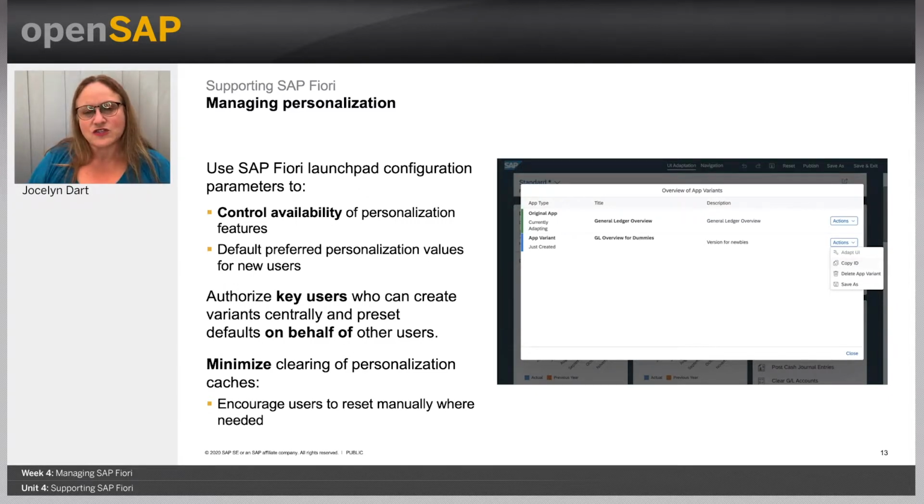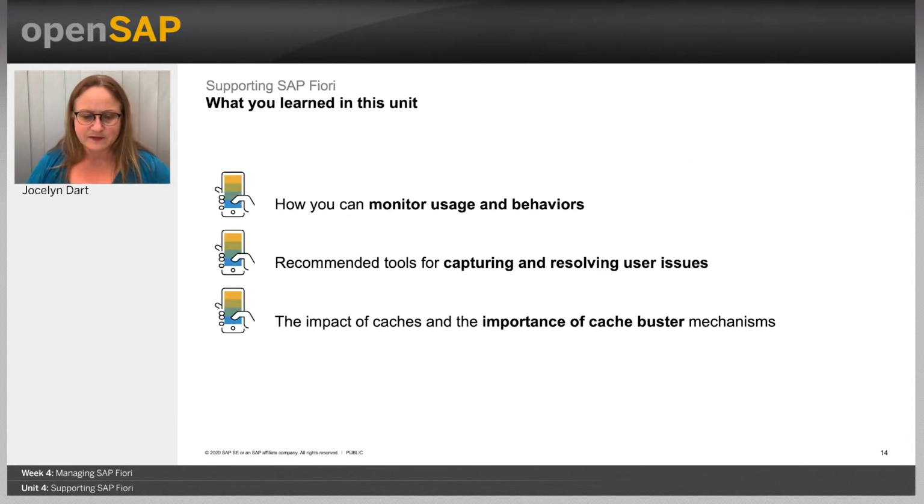And another thing you can do is authorize the key users. So these could be business process experts or a central process governance group, who can create some variants, table filter variants, and a list of link favorites and those sorts of things, and preset those defaults on behalf of other users. Now, if they do that, of course, that minimizes the amount of personalization everybody else has to do, and that means if you do have to clear the personalization cache, it's less of a problem and less of a pain for people. So worth doing.